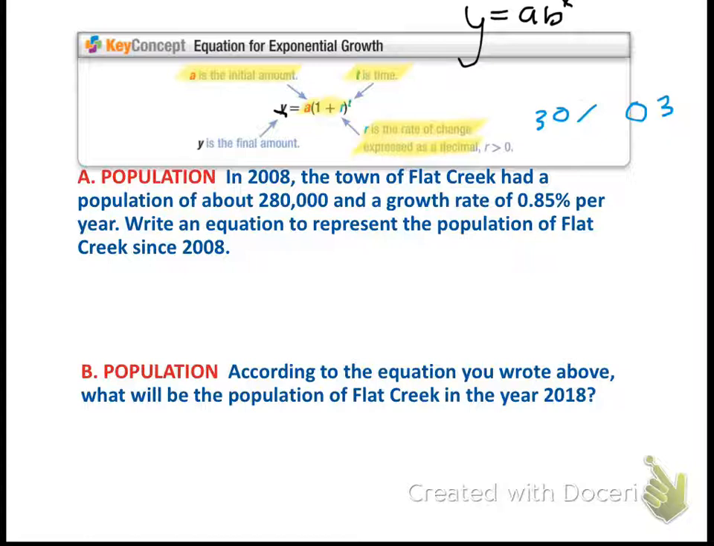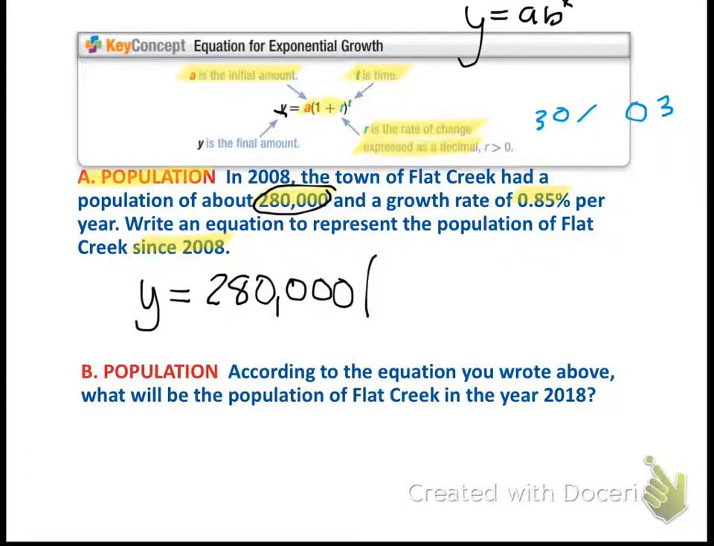So this first example is about population. It says in 2008, the town of Flat Creek had a population of about 280,000 and a growth rate of 0.85% per year. Write an equation to represent the population of Flat Creek since 2008. So 2008 is going to be our year 0. Okay, so we've got y equals a, the initial amount was 280,000, times 1 plus r. Remember, r is the rate of change written as a decimal.